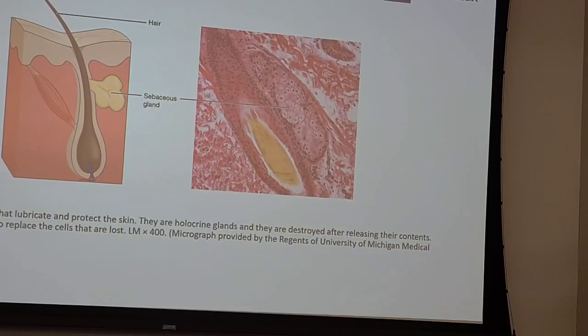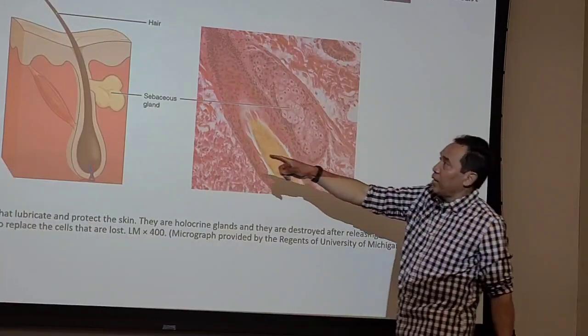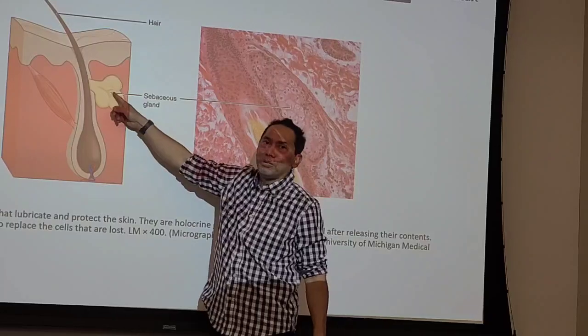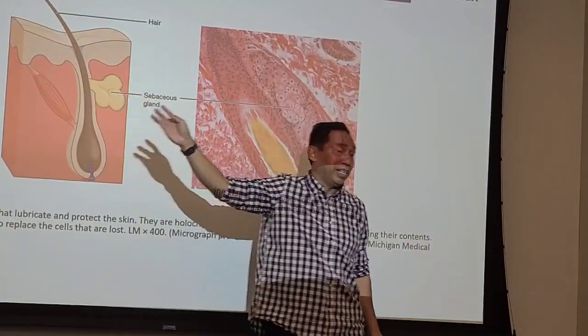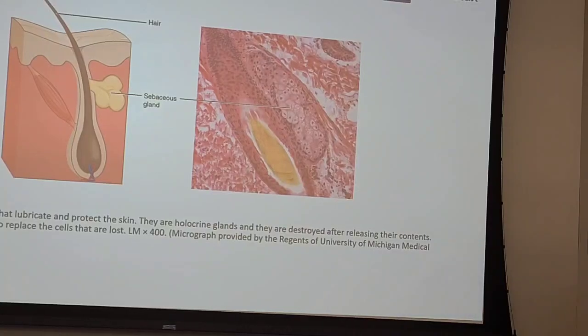So look at this one, the hair over here is always attached to the oil gland. Therefore, the hair is mostly oily, because it has an oil gland. So that's an example of a gland.